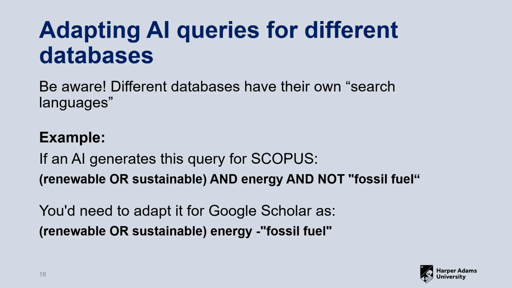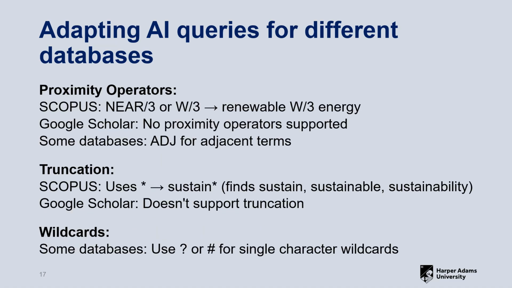For example, Google Scholar does not use the exclusion criteria not. You need to use a hyphen before the term you are searching. Here are some more examples where different databases use different operators to perform the same task. Most databases have a support page which denotes what operators that particular database supports.